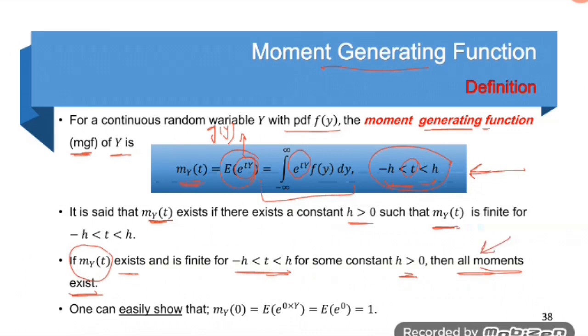One can easily show that when we substitute t by 0, this has to be 1, and we already proved this in the case of a discrete random variable.